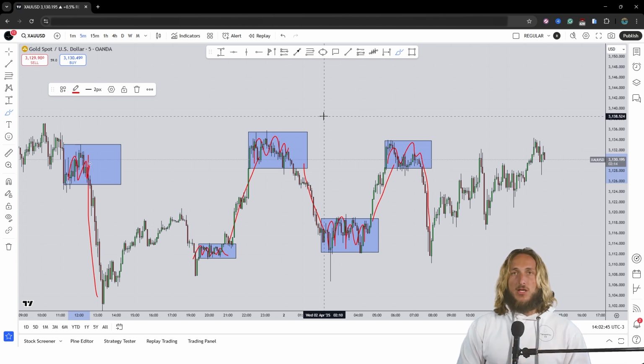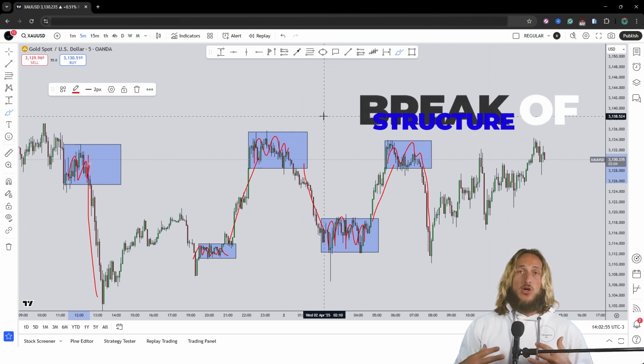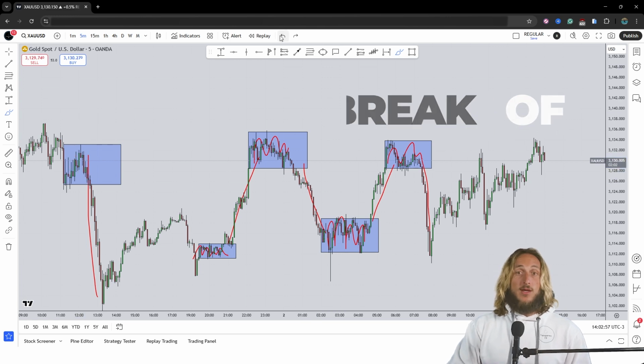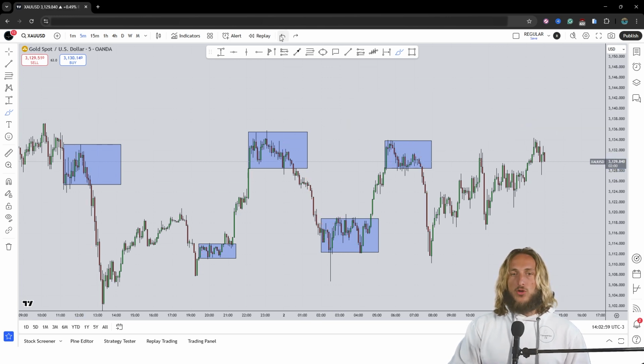If you follow this market long enough, you will notice that it is usually a market on which momentum strategies work well. So essentially breakout strategies. Those are the kind of strategies that work quite well on gold.